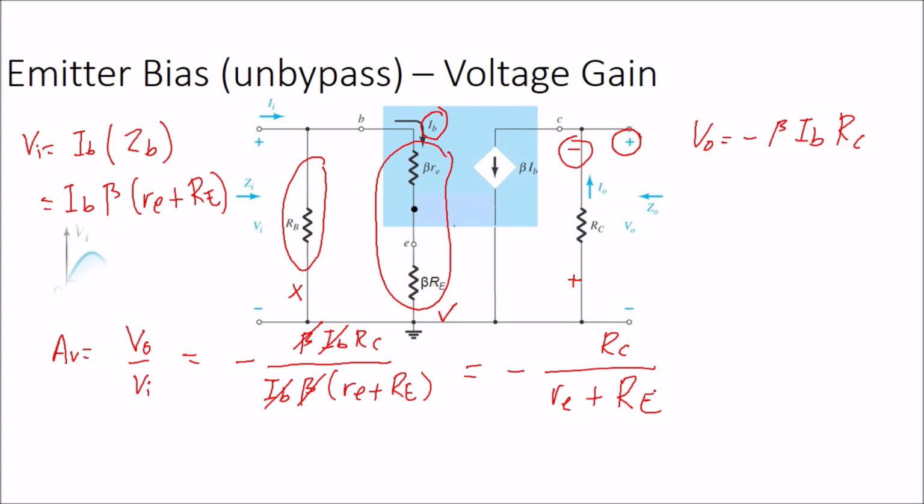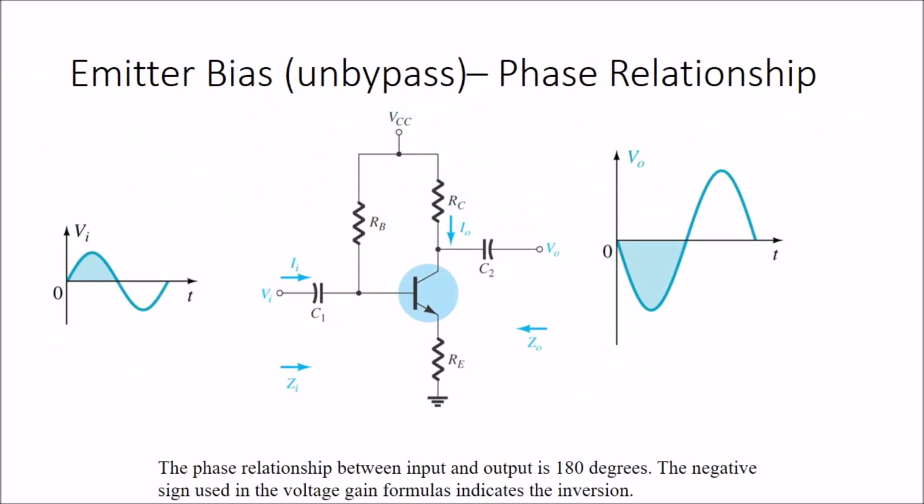This is the voltage gain. And then this is the phase relationship. Actually, this is almost similar to the previous one, where the relationship is inverted, or I can say the phase relationship is 180 degrees different.